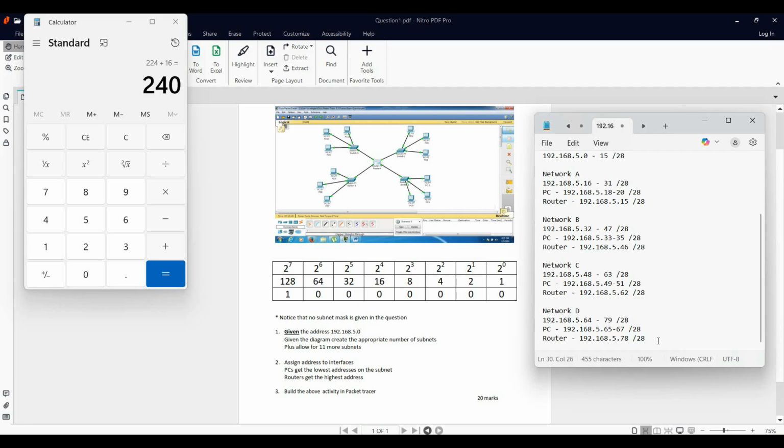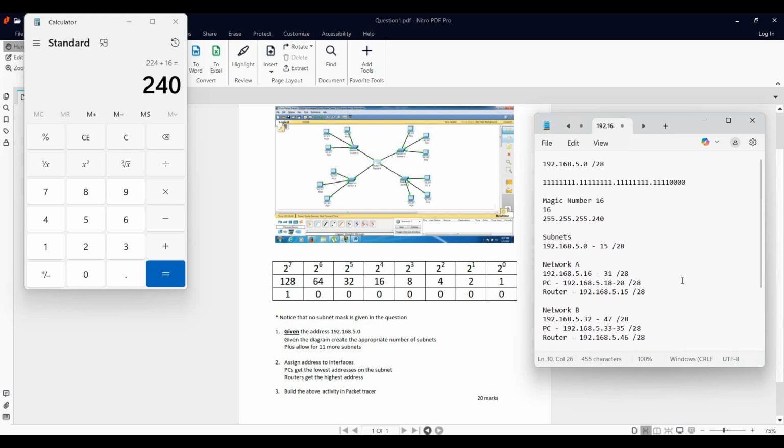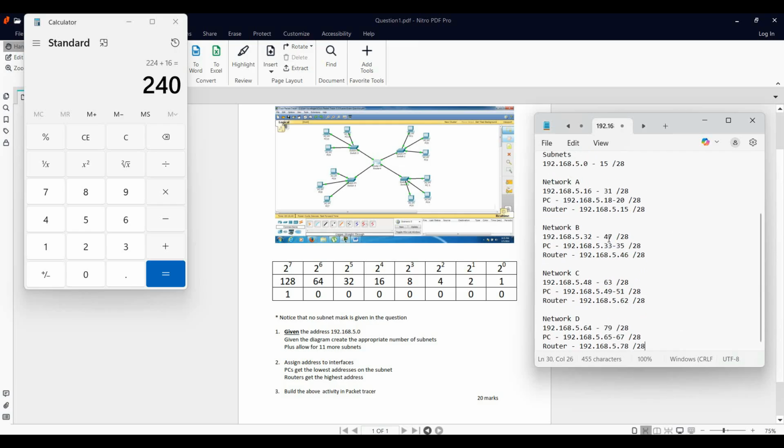Alright, so guys, that's it for our subnetting, configuring the subnetting. And so we head across now to Packet Tracer to input this data and configure our router.